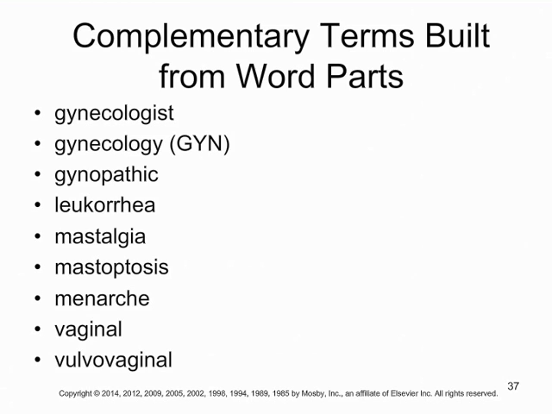The next term, menarche. I had never even heard of this before I started teaching this class, but menarche is the beginning of menstruation. So it marks the period where a woman gets her first menstrual cycle. This is usually somewhere between 11 and 16 years of age. Then we have vaginal and vulvovaginal, which means pertaining to the vagina or the vulva and vagina.